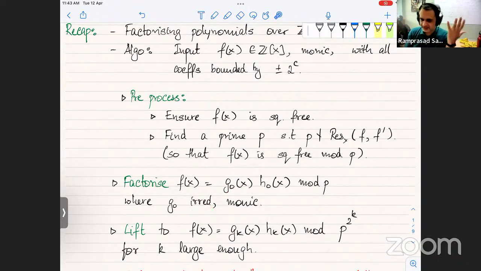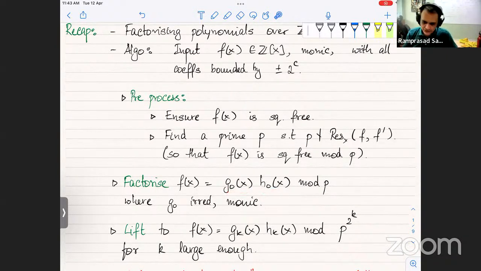Again, something I have not written here, but if this process already tells you that f is irreducible mod p, then of course you just say it is irreducible. Because if f factorizes over the integers, the same factorization should hold when you reduce modulo p over the finite field. So if you know it's irreducible in the finite field, you know it is irreducible over the integers. So you can return that. But otherwise, you have something to start with.